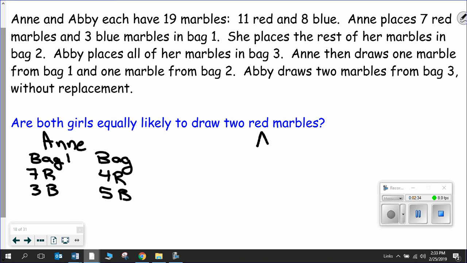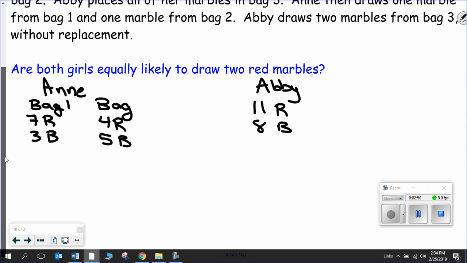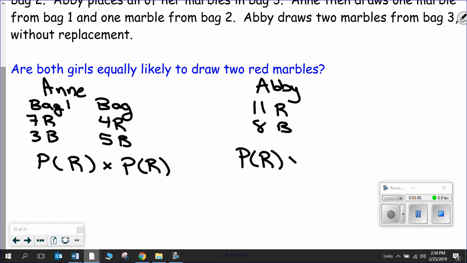Abby, on the other hand, just has 1 bag where she has her 11 red and she's got her 8 blue. We want to know what is the probability that they're going to get 2 red marbles. Is it going to be the same? So we want to go probability of getting a red, and then the probability of getting a red for both.